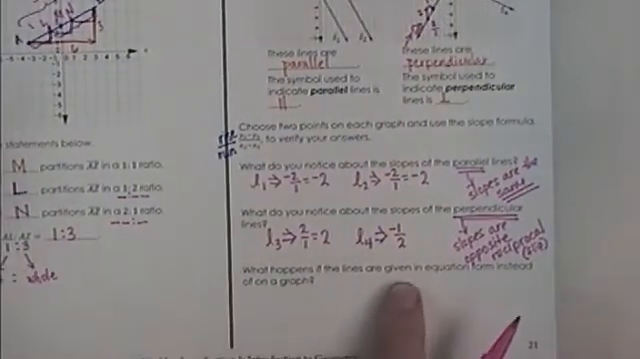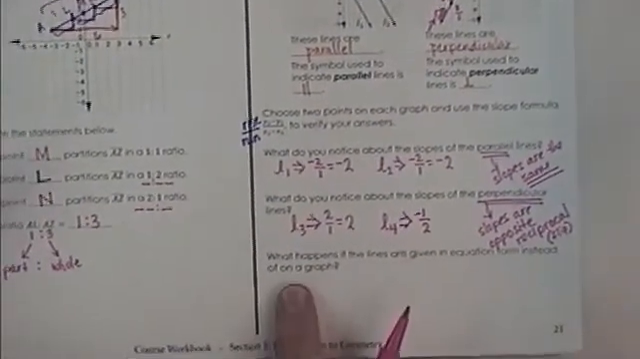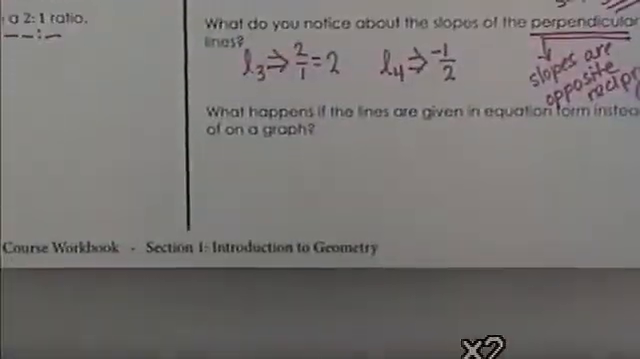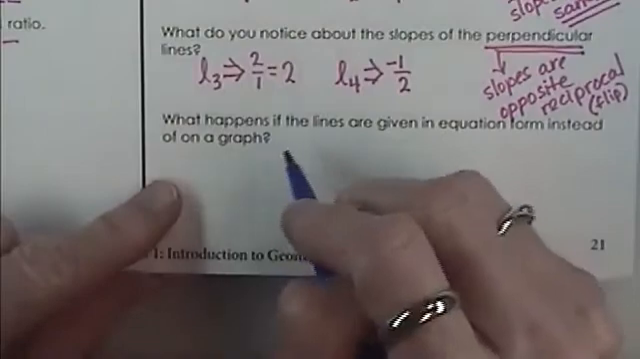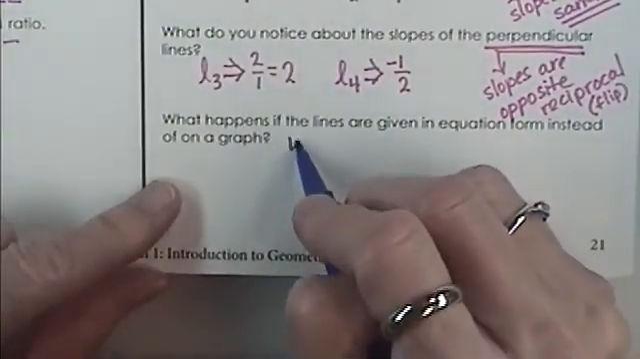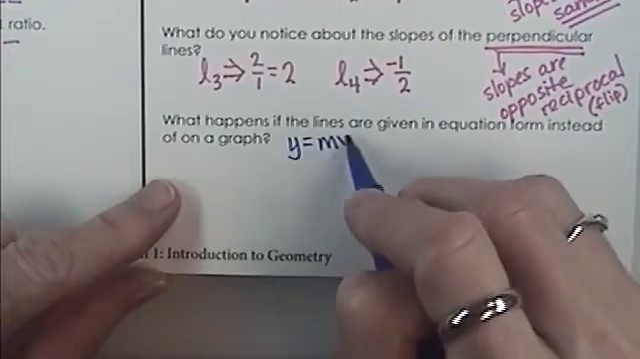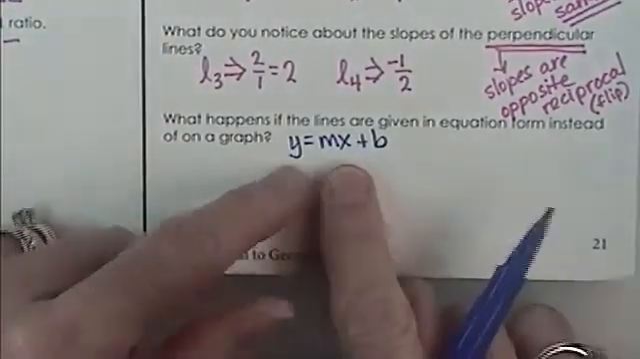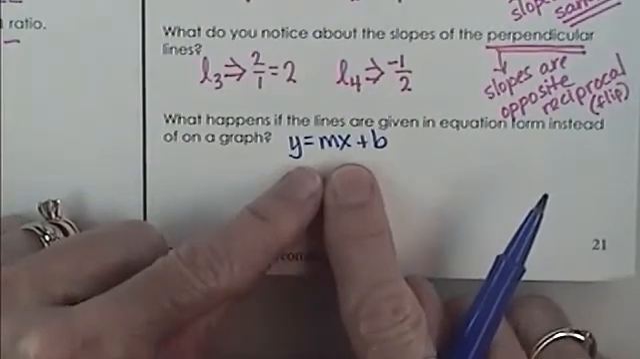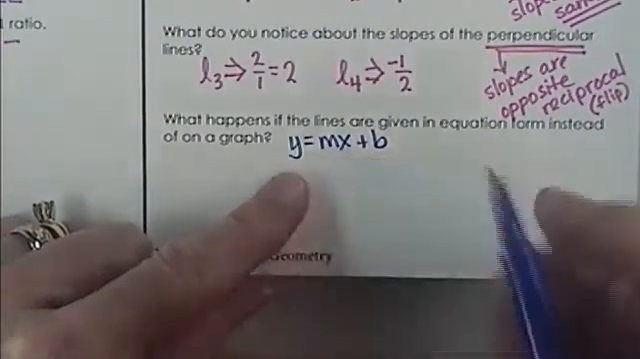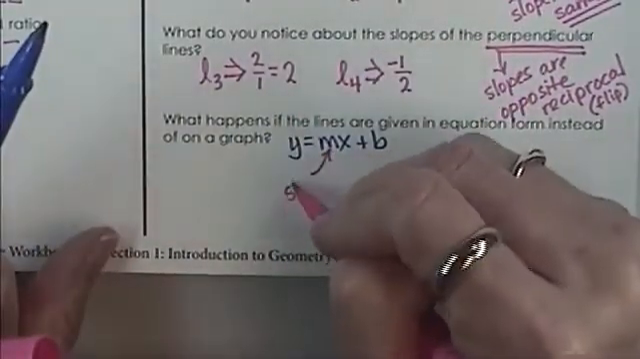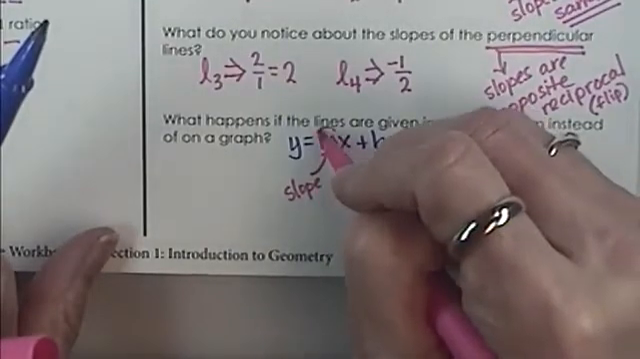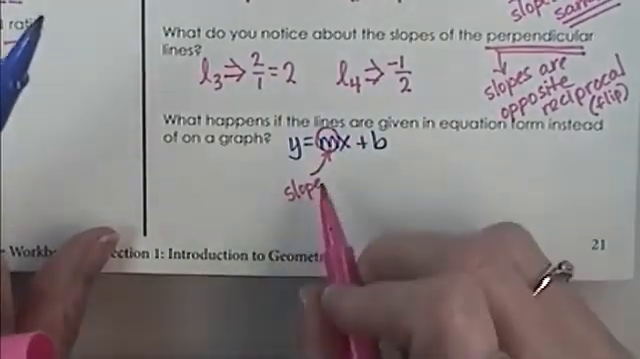What happens if the lines are given in equation form instead of on a graph? Well, anytime you have something in an equation form, that's going to be a little harder to see instead of, you know, the picture. We love pictures, right? So what happens? Well, first you need to know y equals mx plus b is the most common format of writing a line, the equation for a line. This is the linear equation in slope-intercept form. And in slope-intercept form, this is the slope, the m number. The coefficient on your x variable term is the slope.